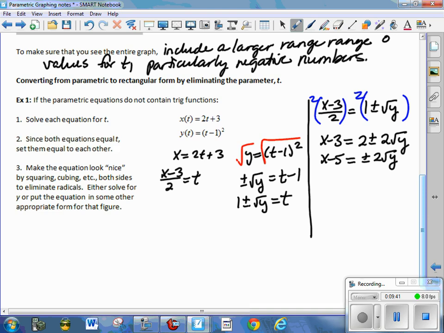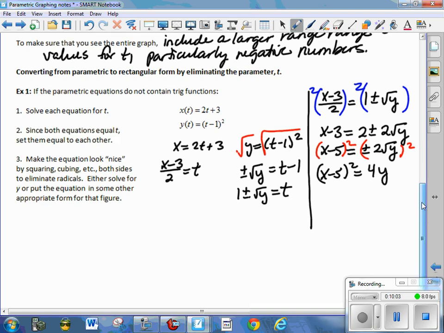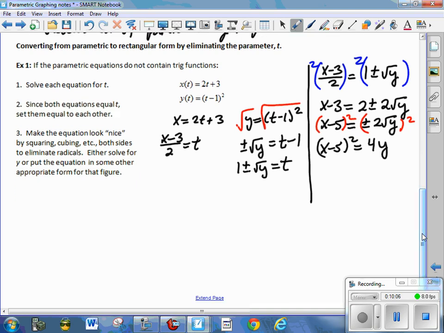And now I'm going to square both sides. And the nice thing about this is that it gets rid of the plus or minus, because it doesn't matter once I've squared it that there's a plus or minus there. So I have (x minus 5) squared is equal to 4y. This happens to be in the form of a parabola in standard form. (x minus h) squared equals 4p times (y minus k). Remember that? In this case, my vertex is the point (5, 0), and 4p is equal to 4, so p is equal to 1.